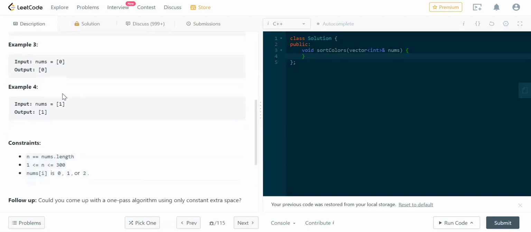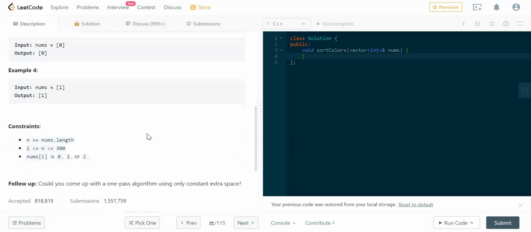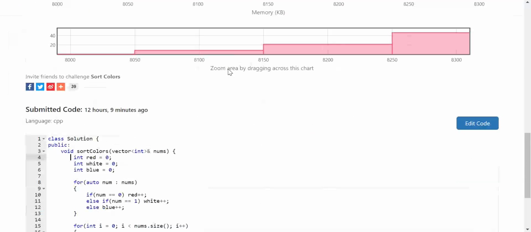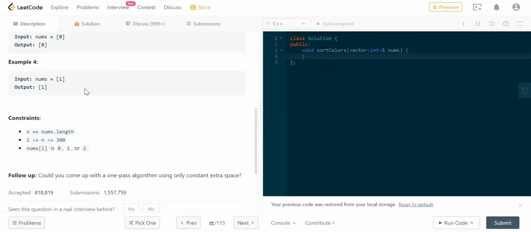So as for this question, until now the solution is correct. Now let's see the follow-up, which basically asks: can you come up with an algorithm that solves it in a single pass? Here we are passing through the array twice, first to count the number of 0s, 1s and 2s, and second time we are overriding the values. So we are taking two passes over the array. The follow-up states that you should try to solve it in a single pass.